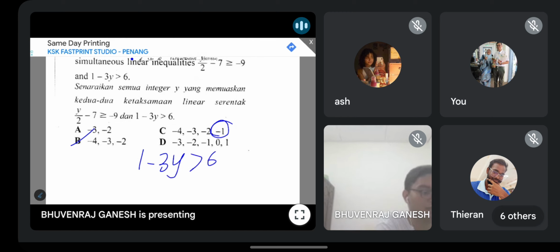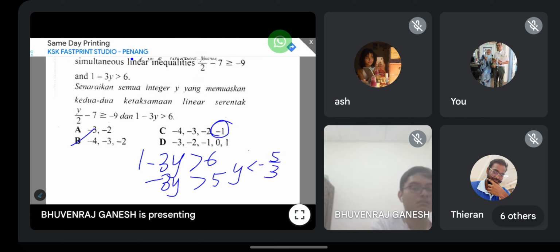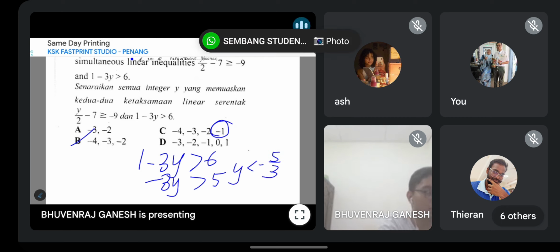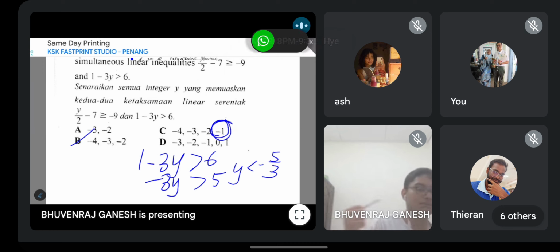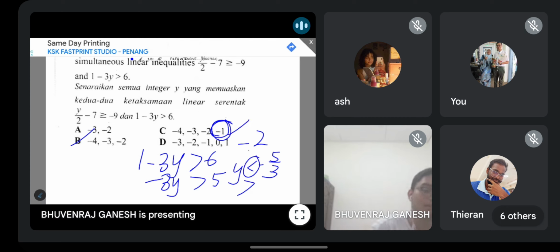You try to solve this one, guys. You will get y is less than negative 5 over 3. Okay, does that mean the negative one is actually included? Less than means start from negative 2 onward. So that's why negative 1 cannot be included. Yeah, that's why you all are confused. A lot of people confuse this one. If it's greater than, then negative 1 is included.